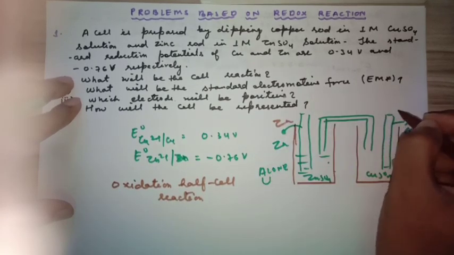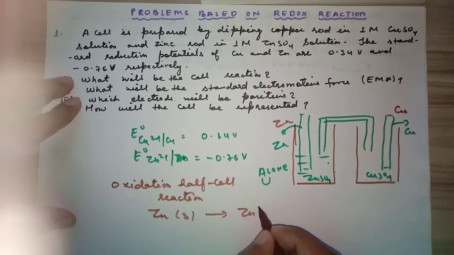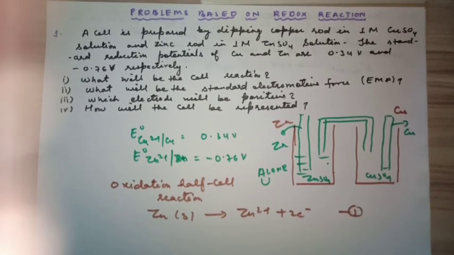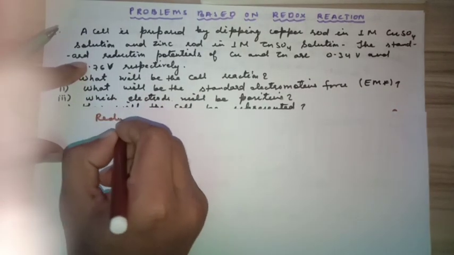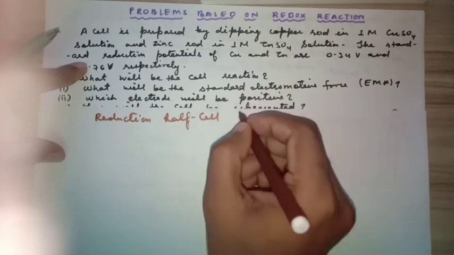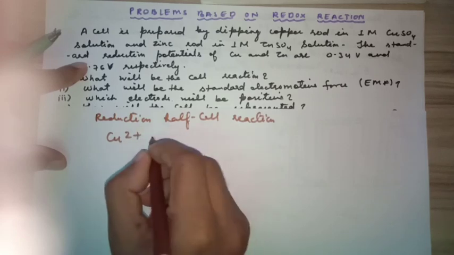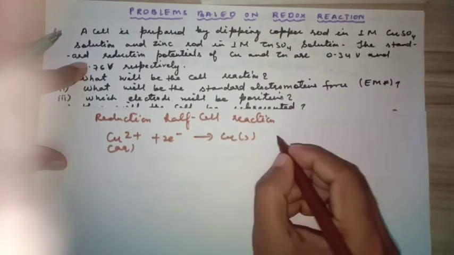Here this will be zinc and this will be copper. Now the oxidation half cell reaction: zinc will give its ions to form Zn2 plus and will lose 2 electrons. This will be equation number 1. The second part is the reduction half cell reaction, and this will be for copper. Copper is already charged and will accept 2 electrons to form Cu solid, and this will be in aqueous form. This is equation number 2.